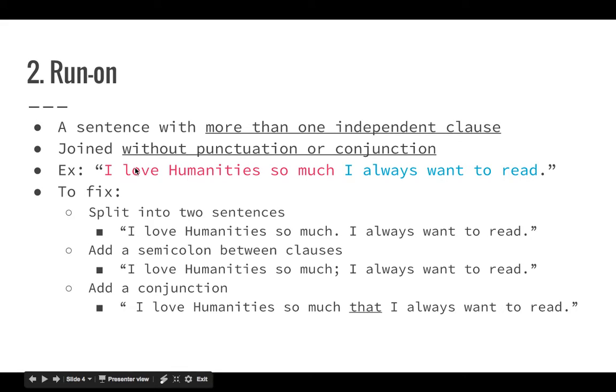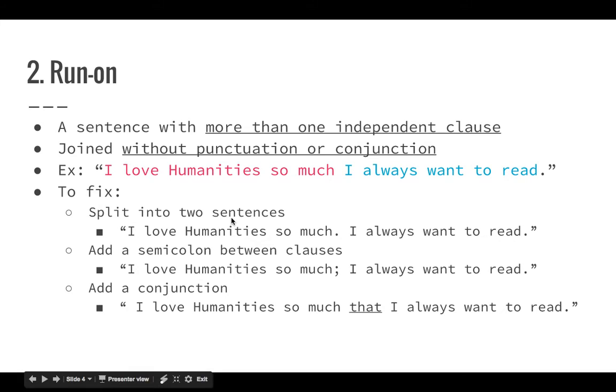An example would be, "I love humanity so much I always want to read." It's color-coded here for you to see the different independent clauses, but the issue with run-on sentences is that there's nothing in the middle to clearly differentiate where one idea begins and the other ends.